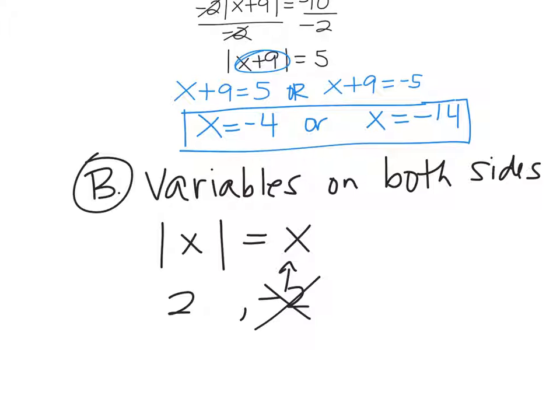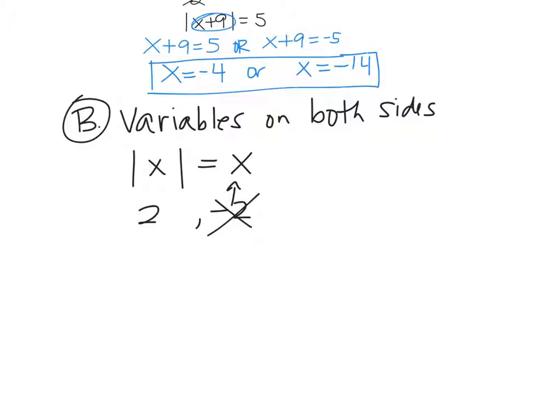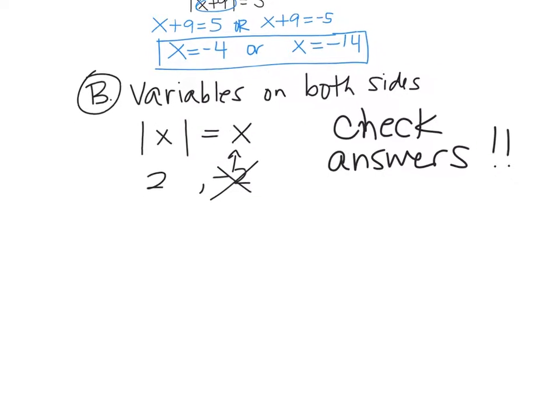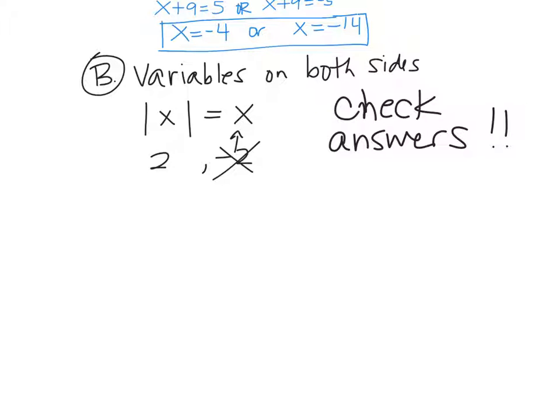Okay? So for these, when you have variables on both sides, you do have to check your answers. Because sometimes, and you didn't do anything wrong, you feel like you did, but once you get to the end, one of them doesn't work. Both of them might not work. You need to check your answers. And I even say that on the quiz on Tuesday: I would say solve and check your answers for these, and then cross out the one that doesn't work. So I'll show you what they look like.